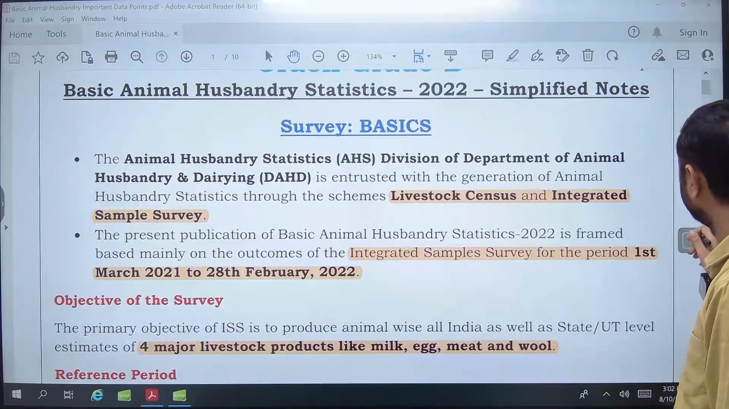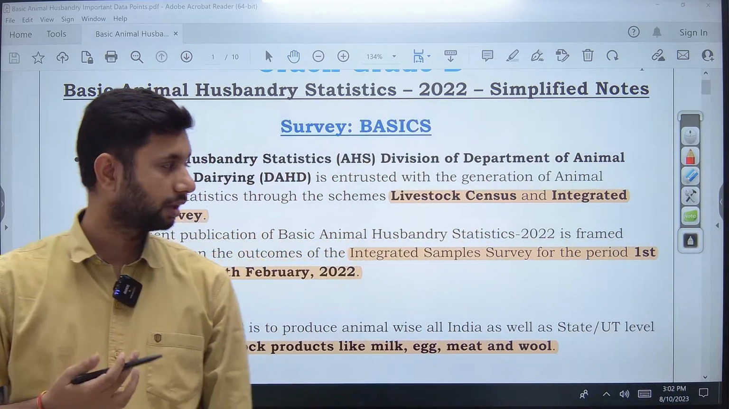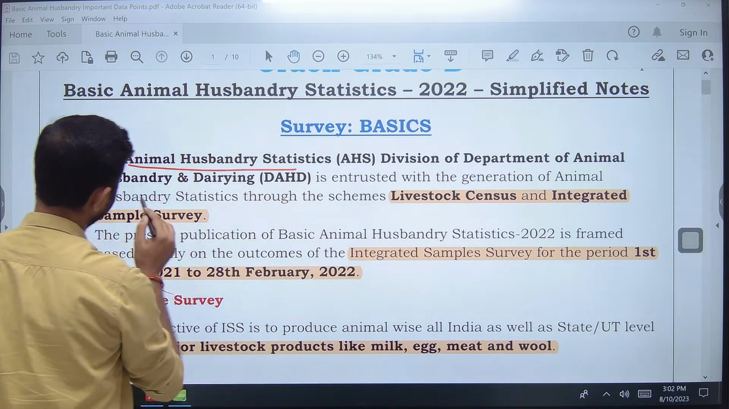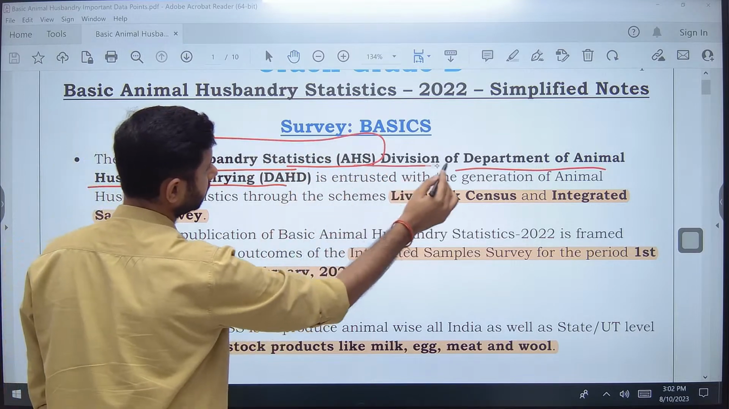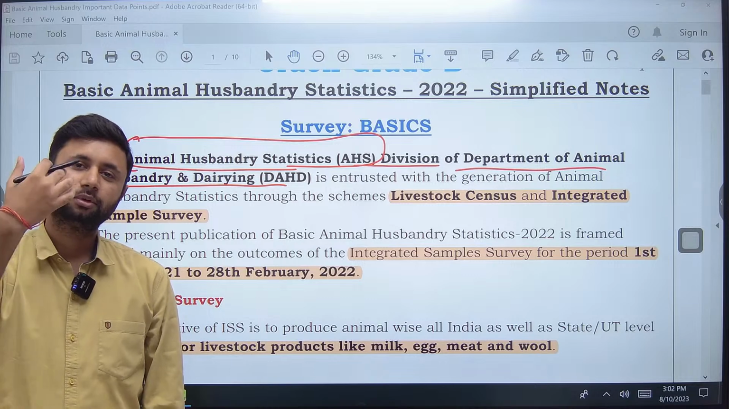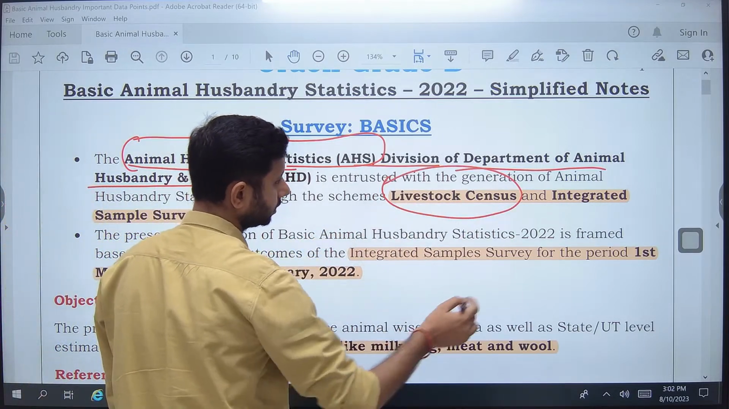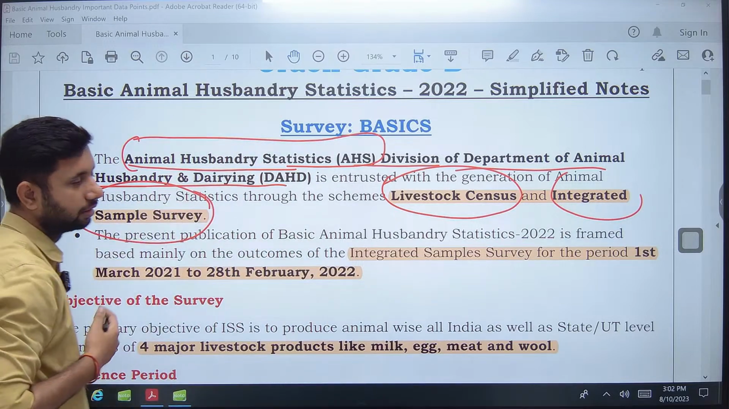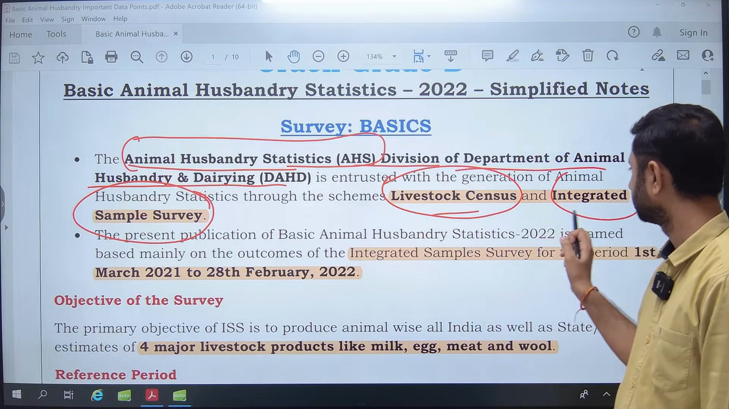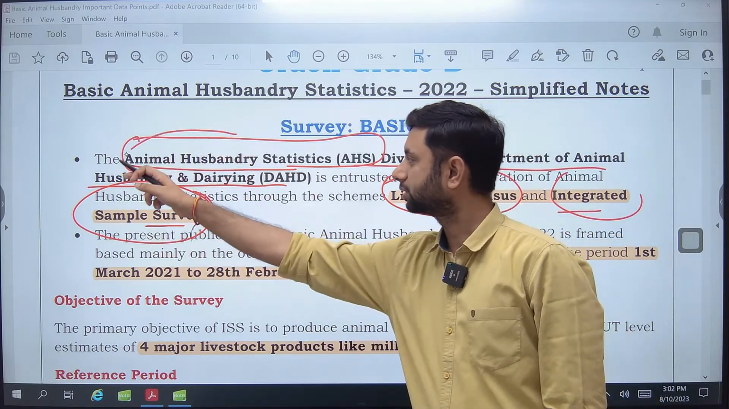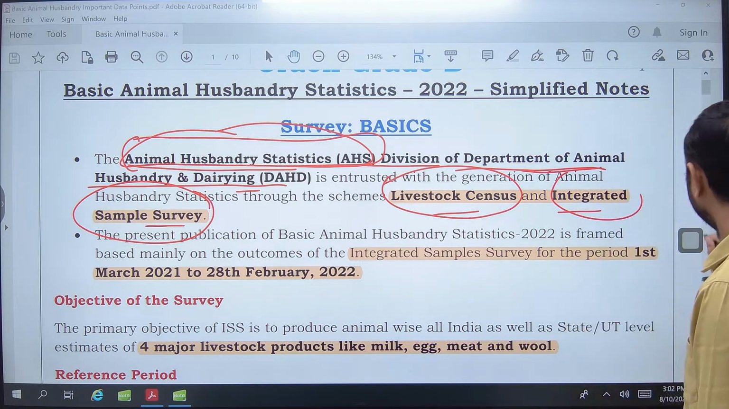So first of all, before going into the statistics of all four commodities, let's understand how the survey actually took place. This was conducted by the Department of Animal Husbandry and Dairy. There is an Animal Husbandry Statistics division within this department that conducted the survey and published various statistics of this year. Through two schemes, the livestock census as well as the integrated sample survey, they have compiled as well as published data of animal husbandry. So remember these two things: livestock census, integrated sample survey, and this statistics division under the Department of Animal Husbandry and Dairy. This is important.